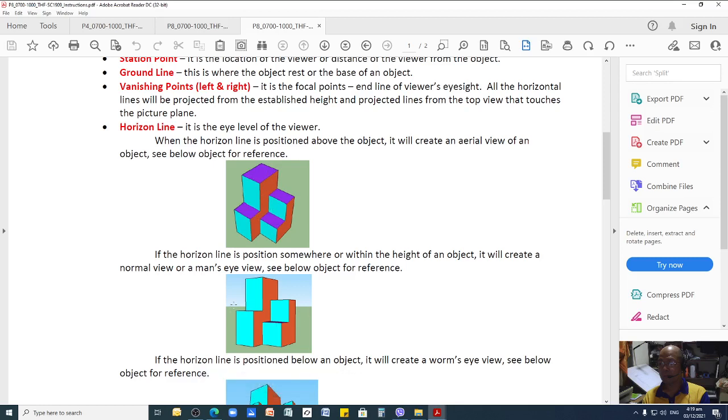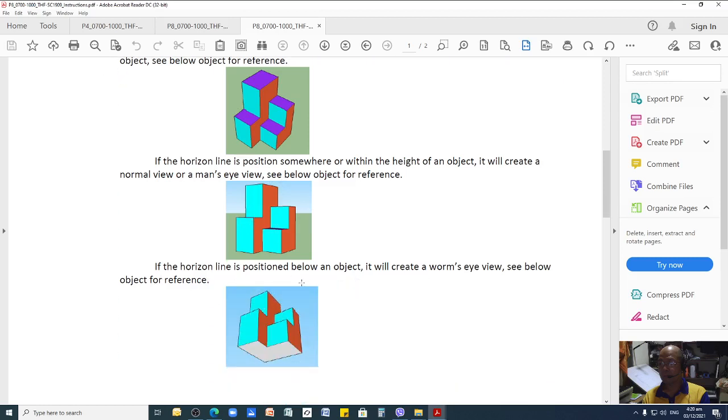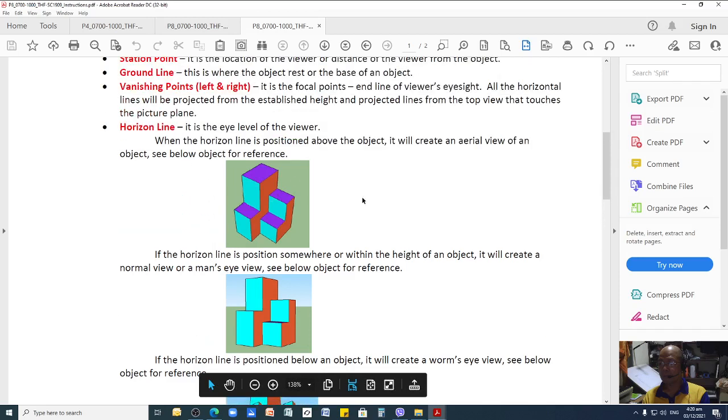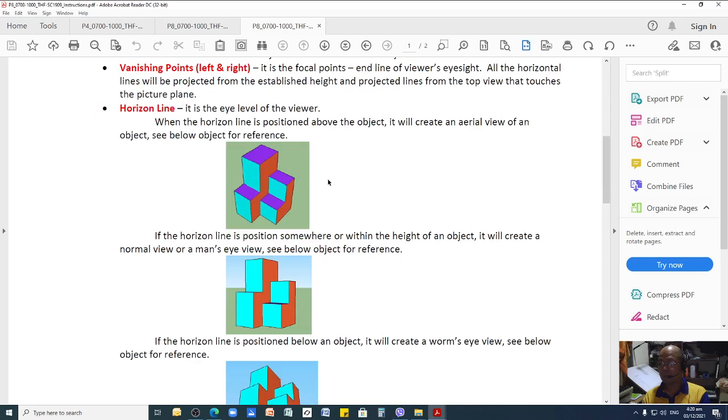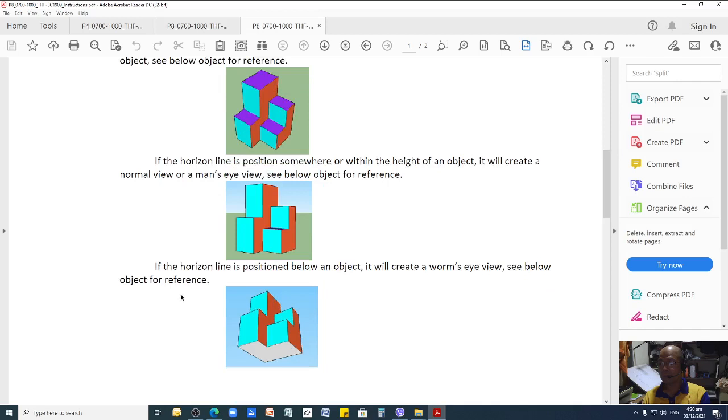If you compare the normal view or man's eye view to the bird's eye view, here you can see the top portion of your object, so this is viewed three-dimensionally, while in this one you view only two dimensions, your front and your right side. And the other one is worm's eye view, wherein you view your object from below. The bottom part of your object you can see, inverted from the bird's eye view, where you can see the top view here, while here you can see the bottom. So that is the three types of putting your horizon line: aerial or bird's eye view, normal view or man's eye view, and worm's eye view.